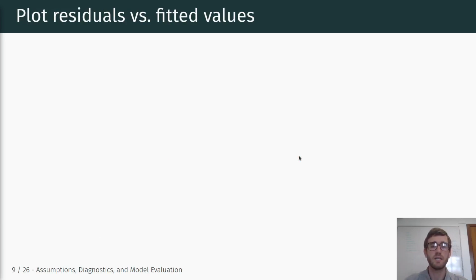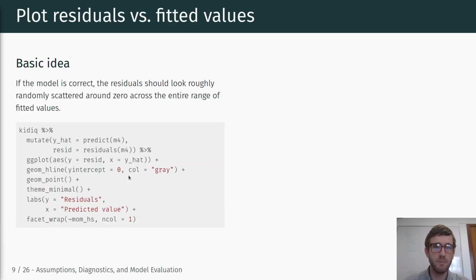Okay, so after we took a first look at the raw data and included our fitted regression lines, the next thing we want to do is plot the residuals, so the deviation between our predicted value and the actual observed value, versus our fitted values. The basic idea here is that if the model is correct and if these assumptions that I mentioned in the previous video hold, specifically regarding linearity and so on, then the residuals should look roughly randomly scattered around 0 across the entire range of fitted values.